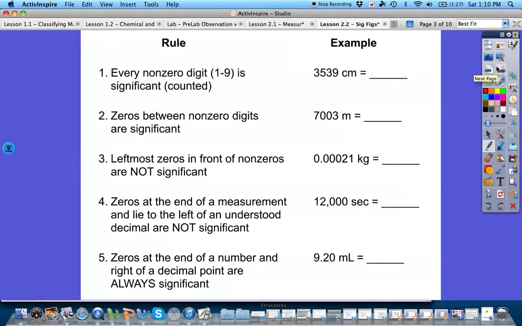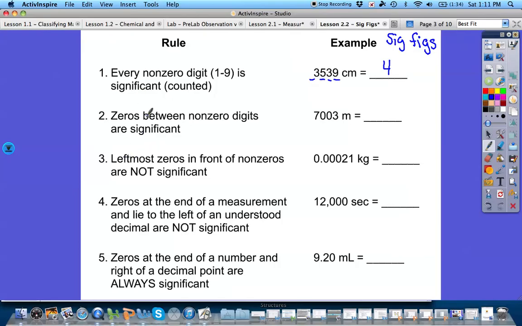So there's some rules to determine the number of significant figures. The first rule says that every non-zero digit, numbers 1 through 9, is significant and counted. So in our example over here, the number 3,539 centimeters, we have no zeros, so all 4 of these digits are significant. So we have 4 sig figs, and sig figs is just a shortened version of significant figures. You may also hear sig digs. I typically use sig figs, but you might hear that in other classes.